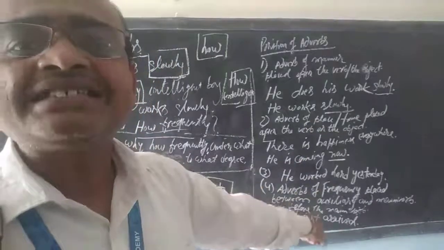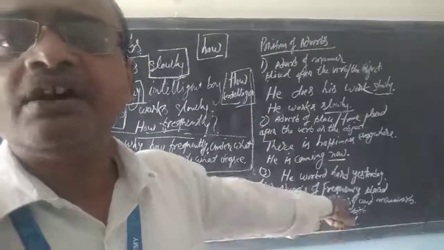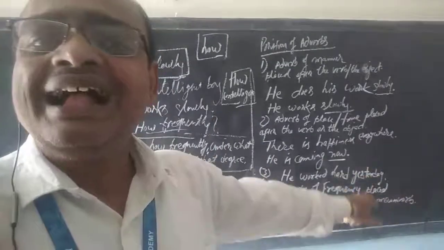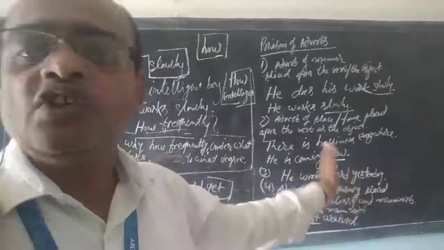Okay? He has always helped me. You have seen it. Always has been used between has and helped. Okay, so he has always helped me.